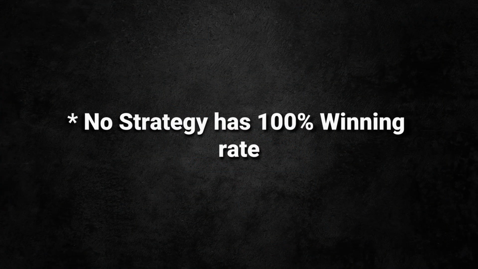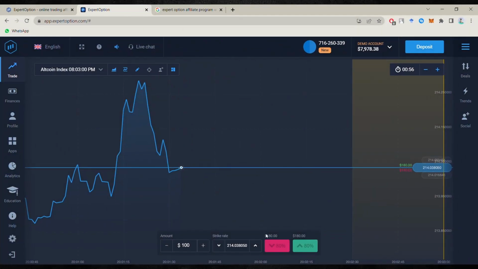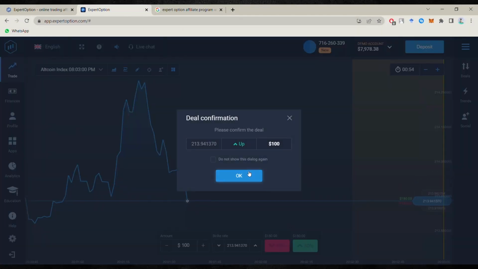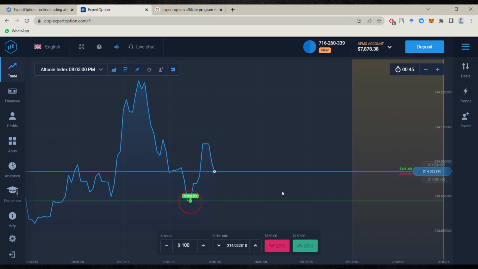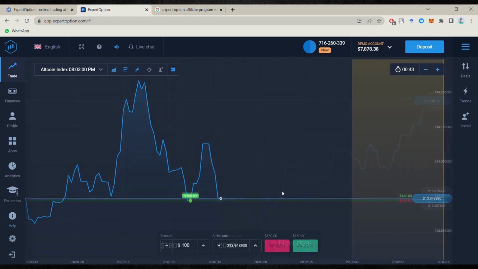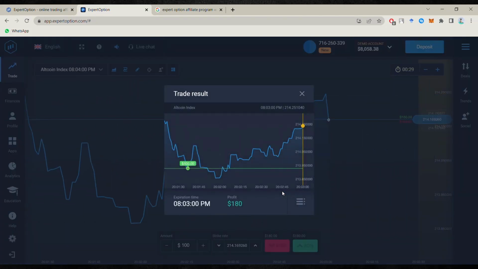But always keep in mind, none of the strategies has a 100% winning rate. It's always depending on proper analysis and the market's behavior. I'll again put a trade using this strategy. Here again the market is hitting a peak of its trend. I'll again put a trade according to this behavior. I ended up winning the trade again.